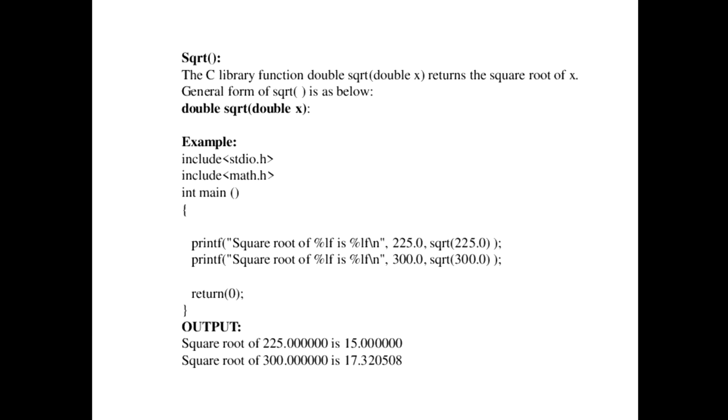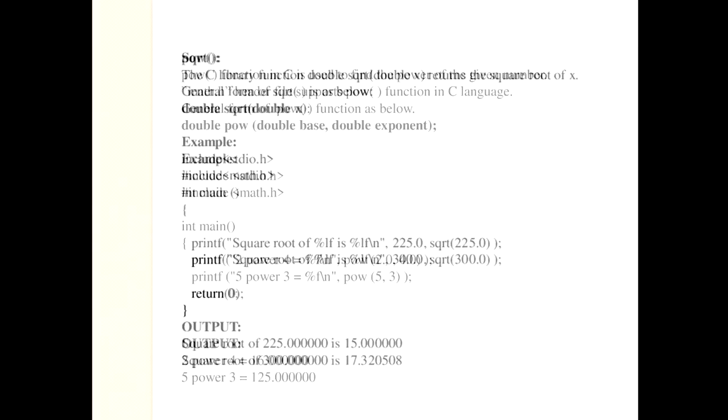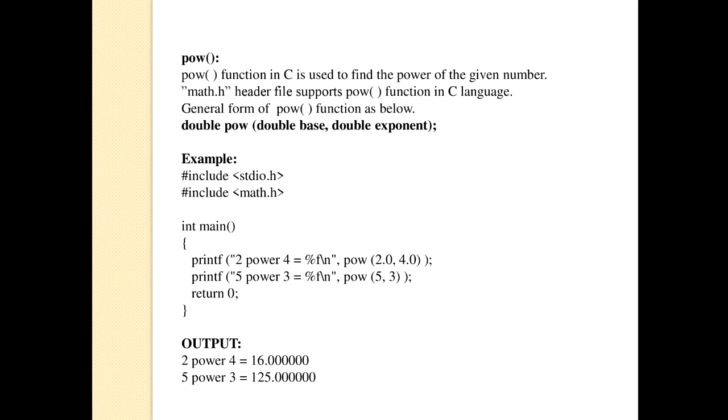After execution of this code, you will get the answer 15.00, because 15 is the square root of 225, and the square root of 300 is 17.320 something. So the sqrt function is generally used to find the square root of a given number. The next function is pow. Pow means the power function. Generally, this function is used to find the power of a given number.